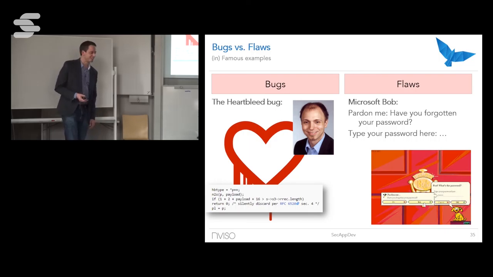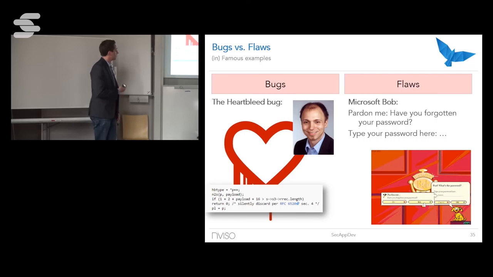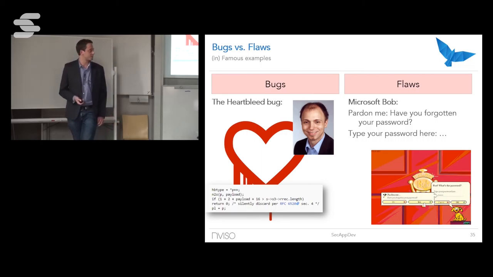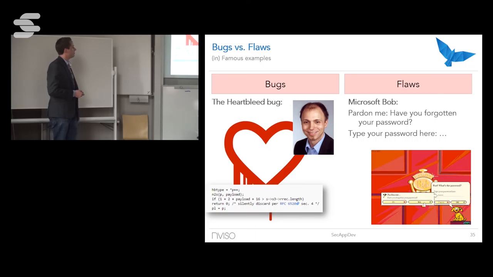Two more common technical examples here, Heartbleed. I feel a bit bad for putting the author of the Heartbleed bug on the slide, but he admitted it himself, so I think he would find it still okay. A very small piece of code with an insecure memory operation basically resulted in maybe the biggest bug of the decade. Huge impact, a lot of servers were affected by this.